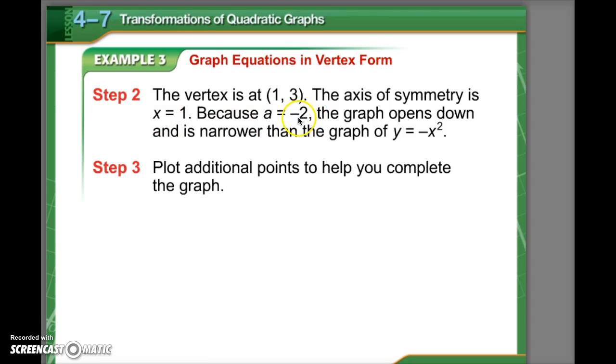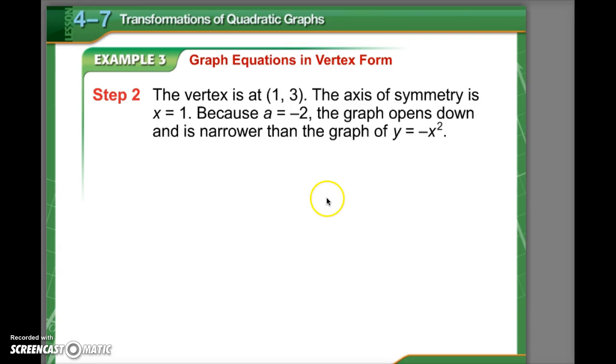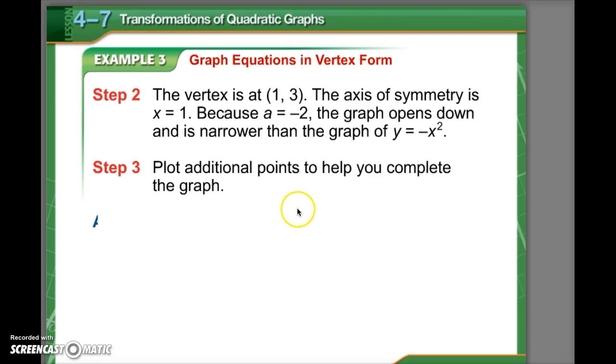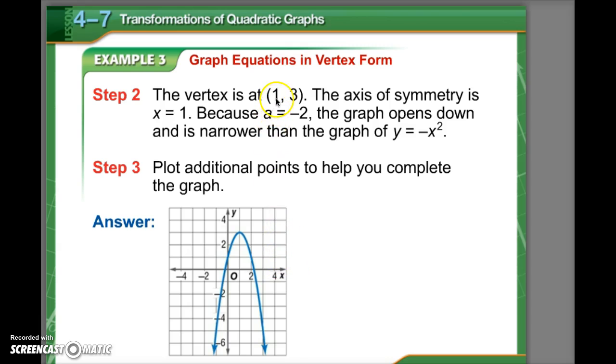A was negative 2, so that tells us the graph faces down. And when we move one space on either side of the axis of symmetry or the vertex, we would go down 2 spaces. So first the 1, 3, I would go over 1, up 3, right here. Then we are going to make our axis of symmetry line, which cuts through here.